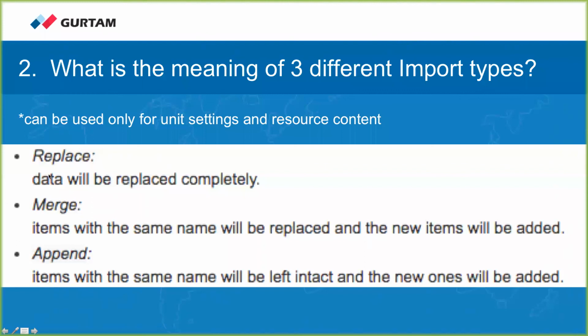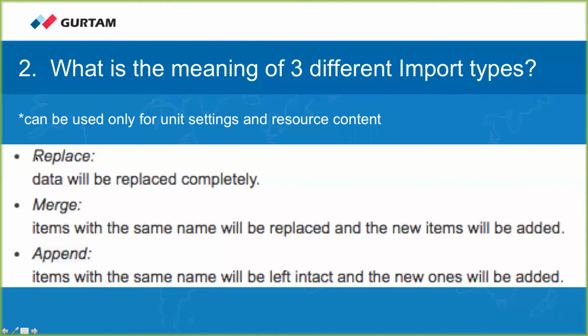So if you decide to replace the sensors of one unit to others, then it says data will be replaced completely. That means that whatever sensors other units had before, they won't have it anymore, and they will have only those sensors that belong to your, let's say, demo unit. So you decide to export the sensors from demo unit, you're erasing all the sensors of other units, and you are adding only those ones that belong to demo.